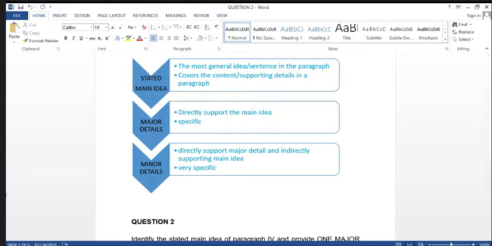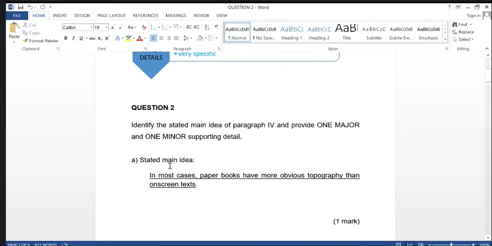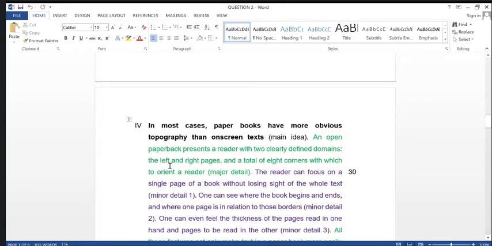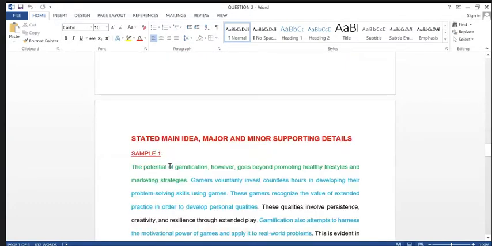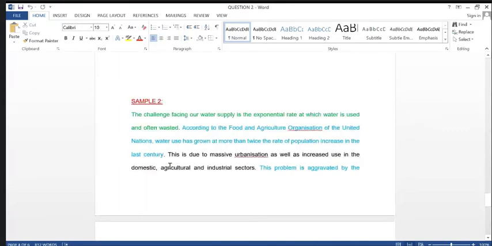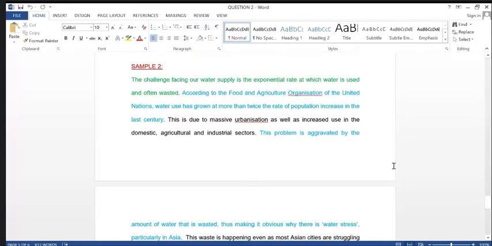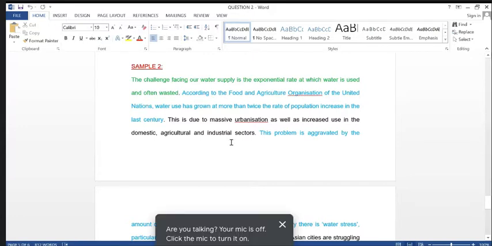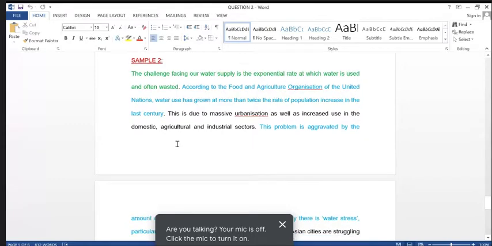All right, enough of the theory. Let's look at how it applies in a paragraph. We are not going to use our sample from that question paper just yet. I am going to use this sample I have here. So this is sample 2. This is a text which I have taken, not the text I gave you about book and screen reading. This is about the problem of water supply. All right, the text. Let us read.